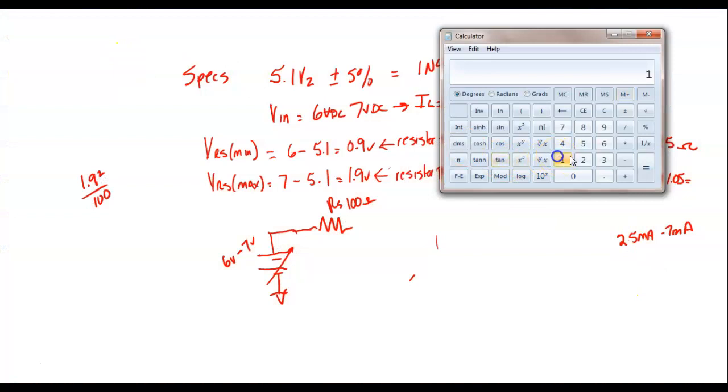So we know it's going to drop a maximum of 1.9 volts. That's when it's conducting the most. Then we'll square that, and then we divide that by 100 ohms. So I'm using a quarter watt. We could actually use an eighth watt, but we'll use a quarter watt, because that's what we have.